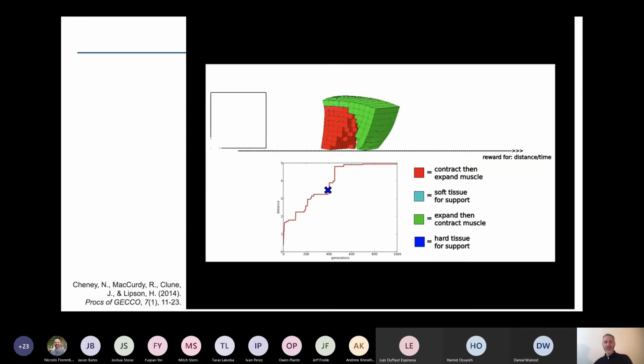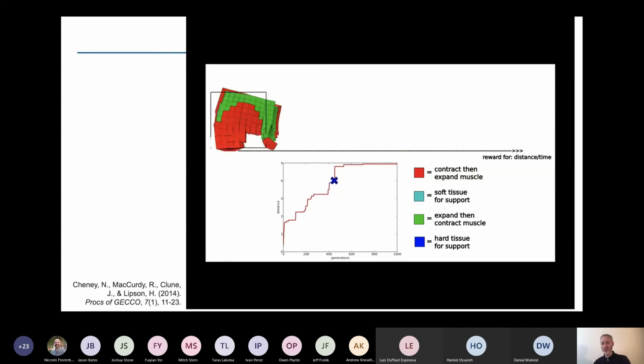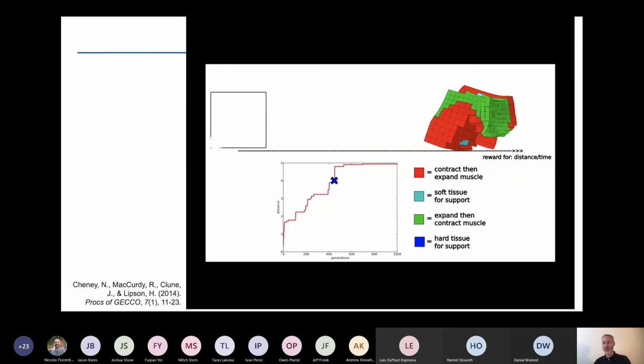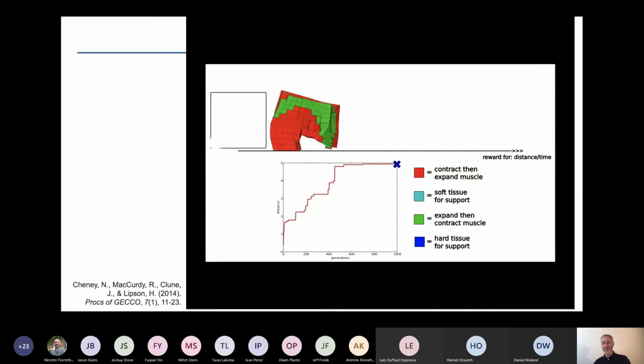You'll see in this example that evolutionary algorithms typically find non-intuitive solutions, which is that basically the best thing to do if you're only rewarded for speed of travel is to produce a giant ball of muscle. Evolution basically discards the light blue and the dark blue voxels and comes up with something that works.